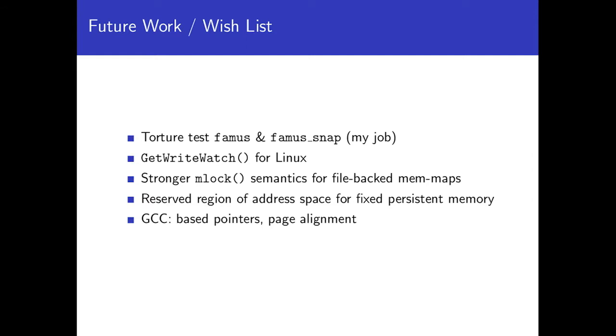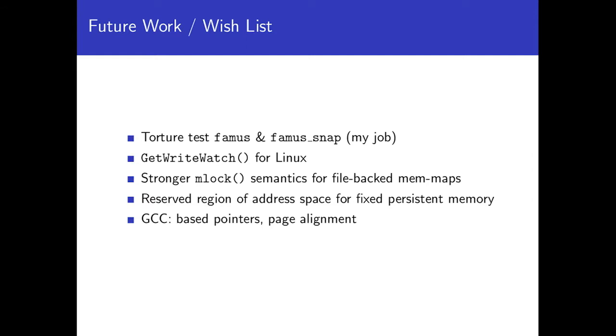The Linux alternatives that I'm aware of include catching SIGSEGVs. I've done that. That's what Ken did. Using soft dirty bits. I've done that. That's what FAMOUS does. userfaultfd. I haven't worked up the courage to do that yet. GetWriteWatch, the Windows interface, in my view, is cleaner than all those.